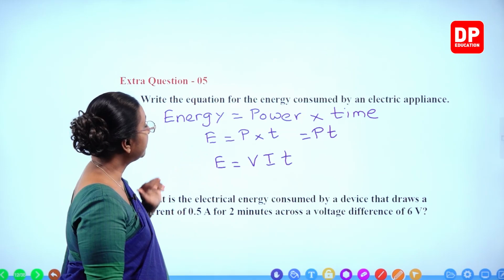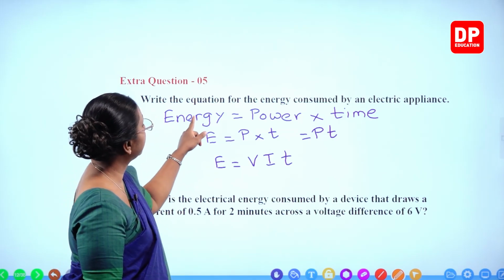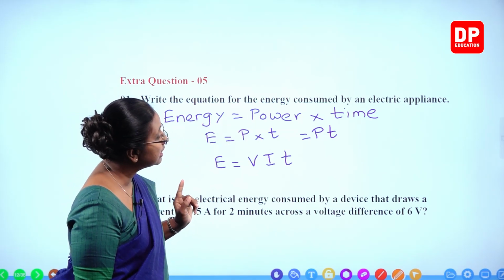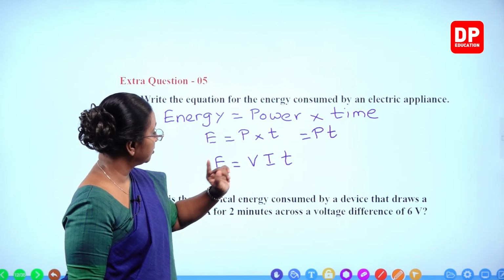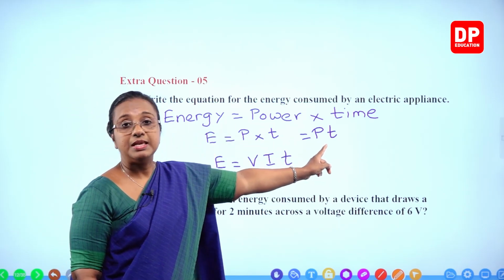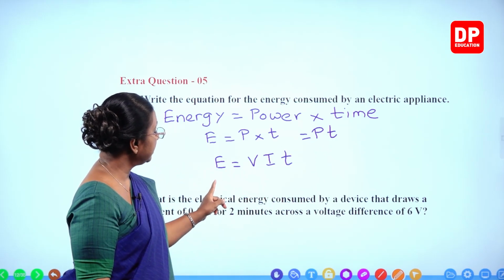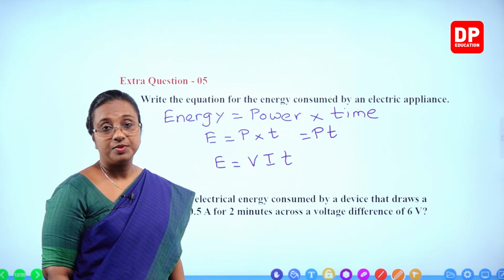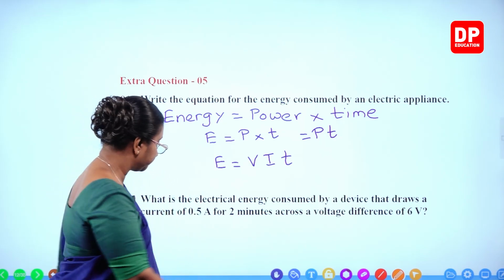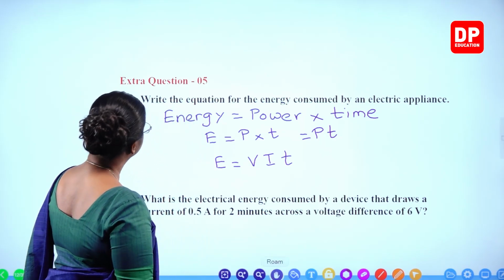So you can write both equations. Write the equation for the energy consumed by an electrical appliance. Energy equals power into time, that is E equals P into T. Otherwise, E equals V into I into T, VIT. Both are correct.